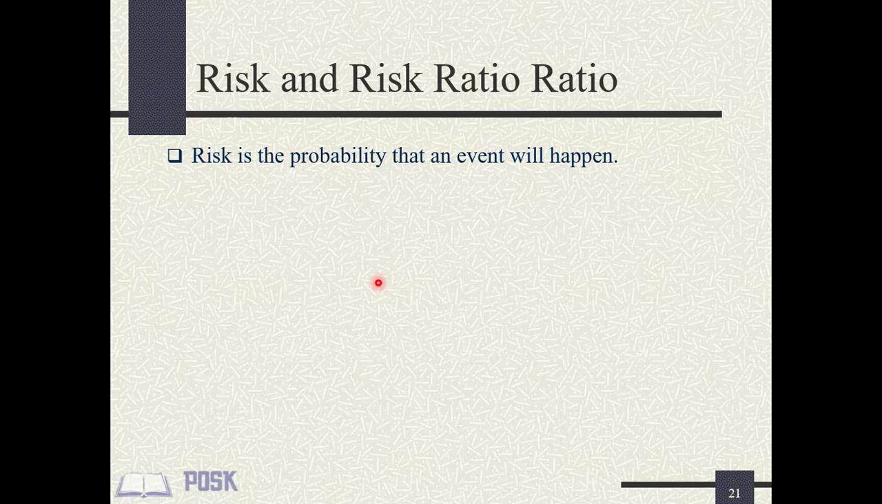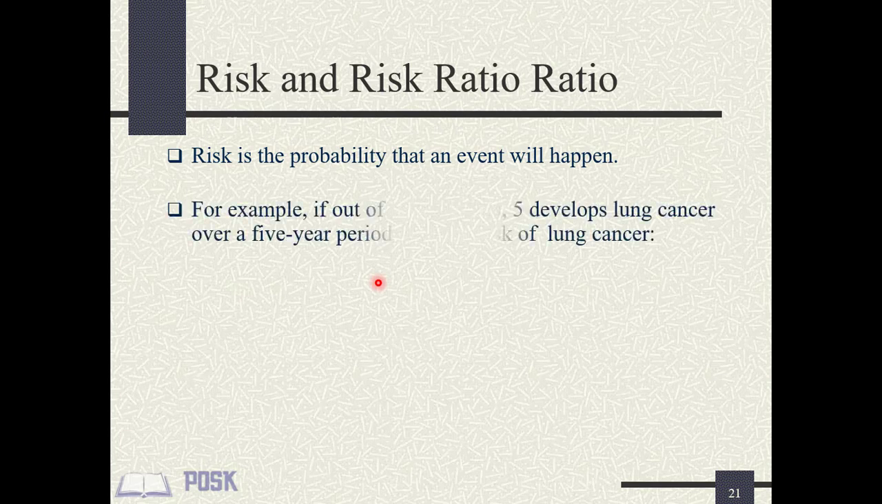Risk is the number of events divided by the number of people at risk. Now, let's look at an example. You have 124 smokers, and over a 5-year period, 5 of them develop lung cancer.